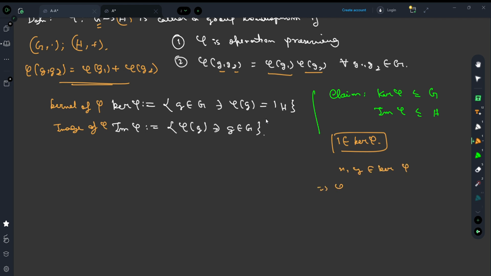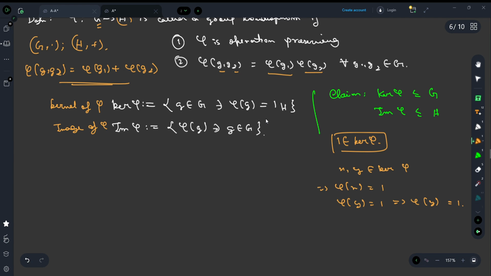So that means phi of x is 1, phi of y is 1, but phi of y is 1 simply means phi of y inverse is also 1, right? Because phi of y is 1, we can talk about this in this way. So phi of y inverse is 1 inverse in a way. Right? And phi of y inverse is nothing but, I shouldn't use this term directly.